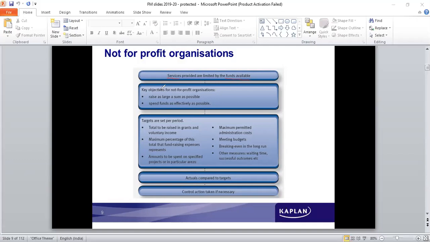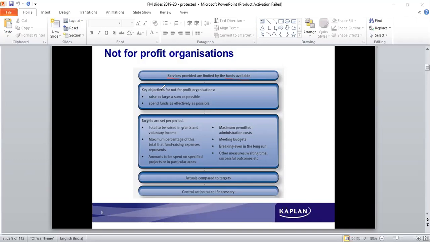What are the targets? Targets are set per period. Total to be raised in grants and voluntary income. Generally, how do they get their funds? From charity, donations, grants, and people contributing amounts to them. That is the main source from which they can raise their funds. Then the maximum percentage of this total that fundraising expenses represents. So on what are they spending? That's the second point. Amounts to be spent on specified projects or in particular areas.